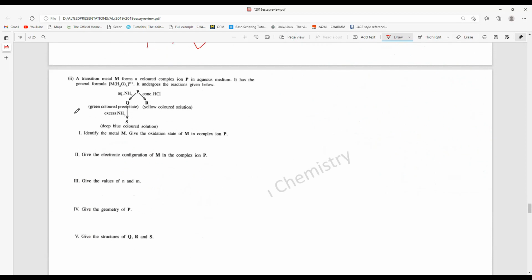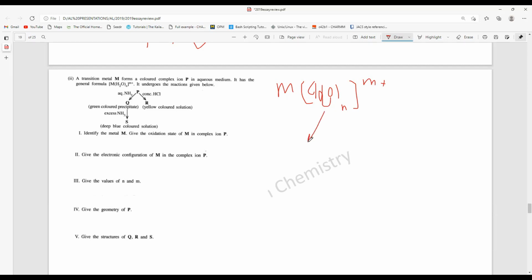Right, moving on. A transition metal M forms a colored complex ion P in aqueous media. It has the following general formula: M(H2O)n to the m plus. So it undergoes the given reaction. When P is added with aqueous ammonia, a green color precipitate is formed.